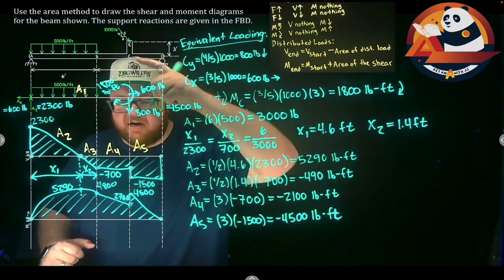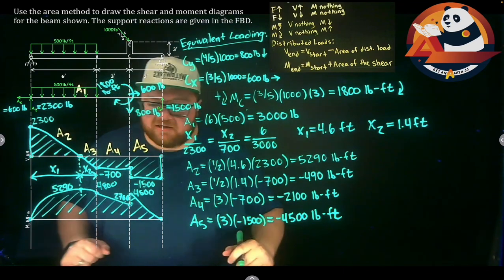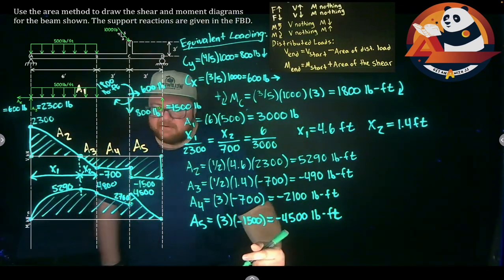Anytime that something isn't applied onto the beam, we're probably going to have to do equivalent loading to move it over to where the beam's actually at. But we can get through that.